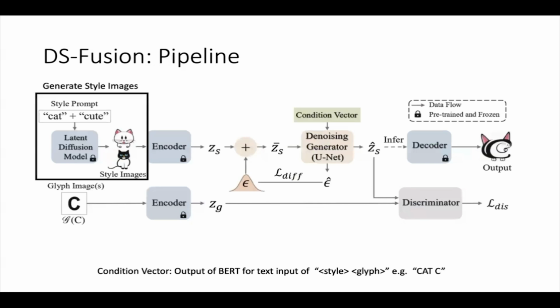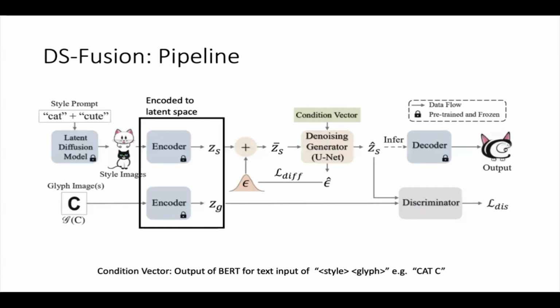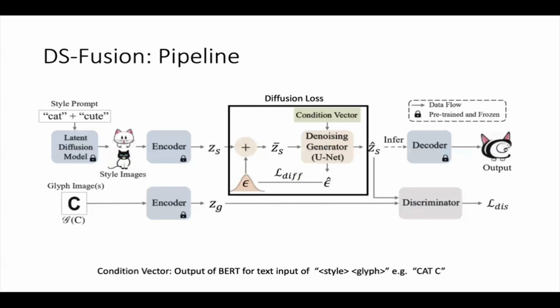Our method takes as input a style word in text, which may optionally also include an attribute. The first step in our pipeline is to generate a set of style images using latent diffusion model. This set of style images works to regulate the denoising generator and acts as a visual representation of the textual input. Afterwards, both style and glyph images are encoded into latent space using encoder of the latent diffusion model.